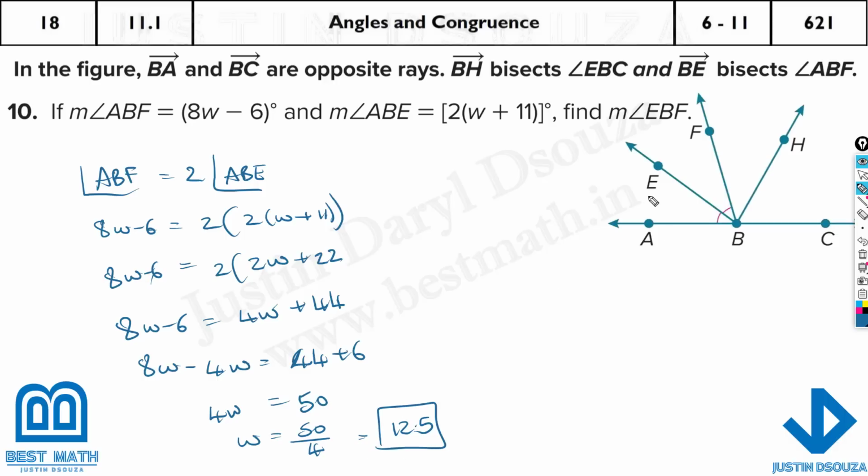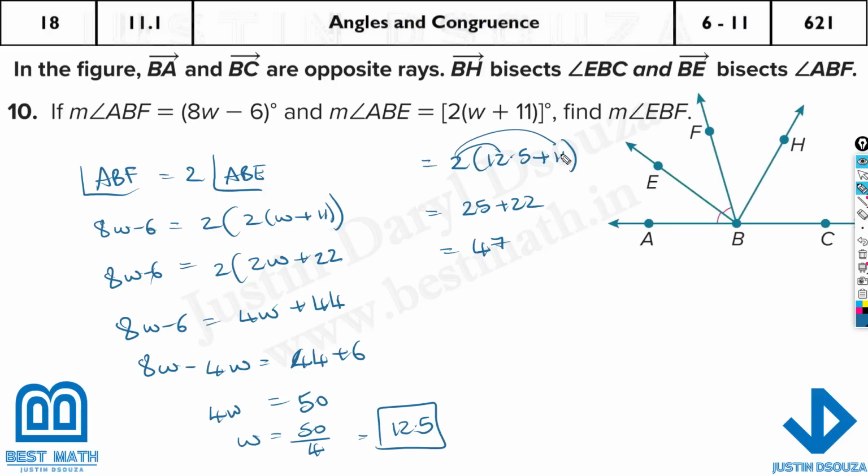Now it's not over, we need to find EBF, but instead of that we can just find this one over here. Why? Because they both are equal. ABE and EBF are the same. So 2 times 12.5 plus 11. Here, you can add this up and then multiply it, or you can just multiply both, because I know 12.5 times 2 is 25 plus 22. That is, I just did 2 multiplied inside, and now we know it is 47.